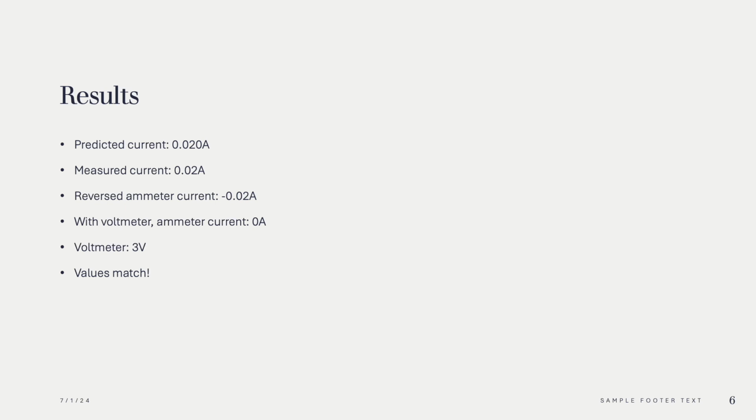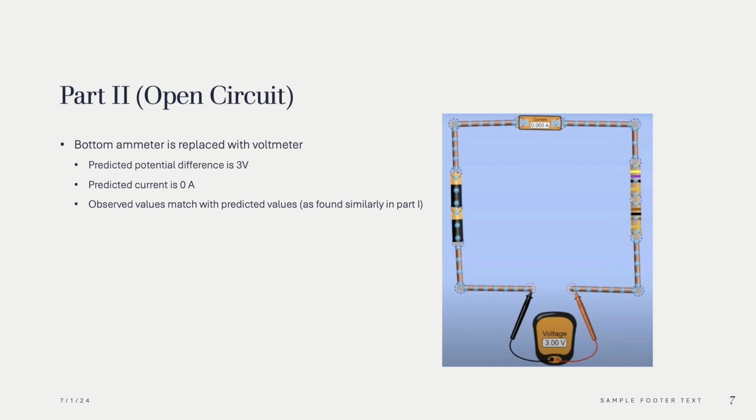Overall, the values matched. For part 2 of the experiment, the bottom ammeter is replaced with a voltmeter, and to create an open circuit, the predicted potential difference is 3 volts and the current is 0. Results were found that the observed values matched with the predicted values once again, as similarly seen in part 1.